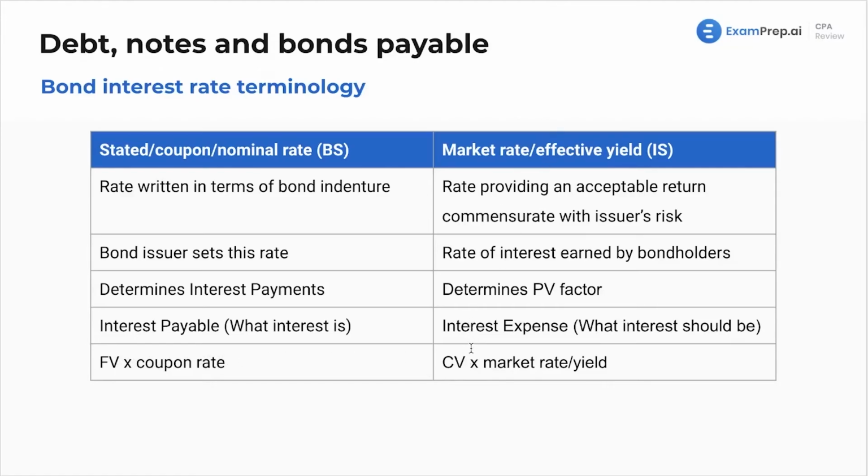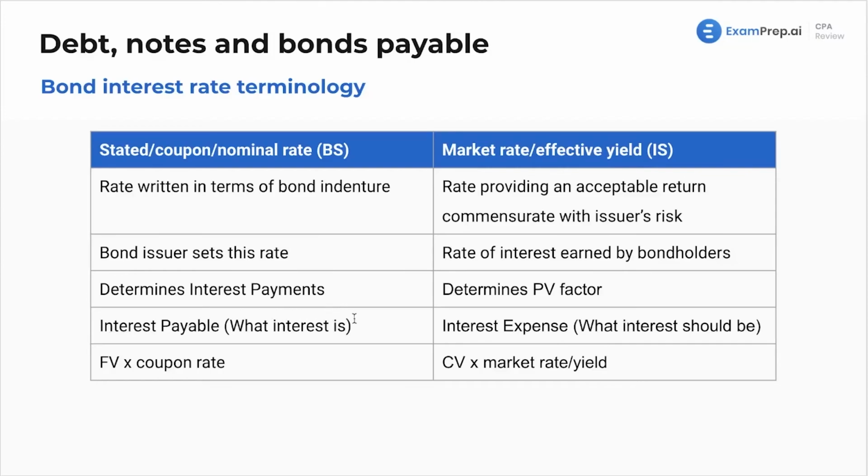This is going to be the carrying value times the market rate or the yield. So this is going to be the messy number. This is going to be what you debited for cash in that issuance journal entry. Definitely memorize this. We're going to use the market or the effective rate or the yield to determine the present value factor. We've got a bunch of different factors. Which one do we use? And this determines the interest payments. So like we said, the $800,000 times the 10% gives you $80,000 of interest payments.